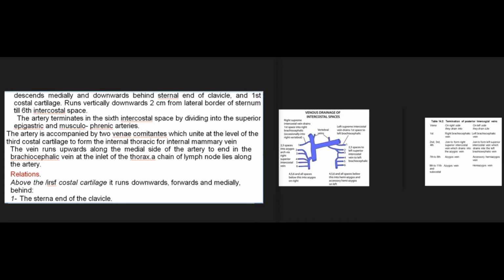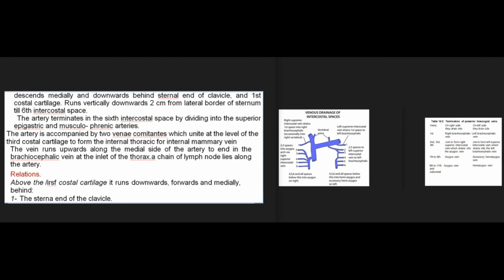Runs vertically downwards 2 cm from the lateral border of the sternum till the 6th intercostal space. The artery terminates in the 6th intercostal space by dividing into the superior epigastric and musculophrenic arteries. The artery is accompanied by 2 venae comitantes which unite at the level of the 3rd costal cartilage to form the internal thoracic or internal mammary vein.